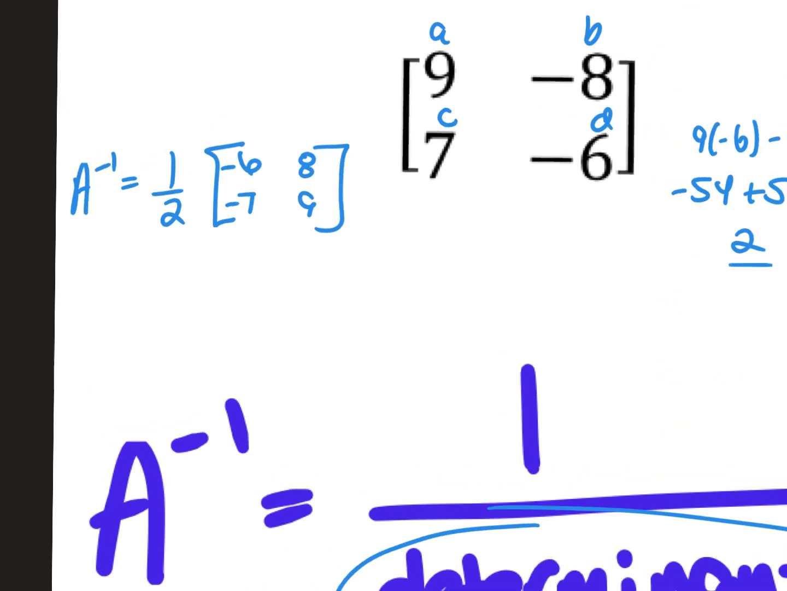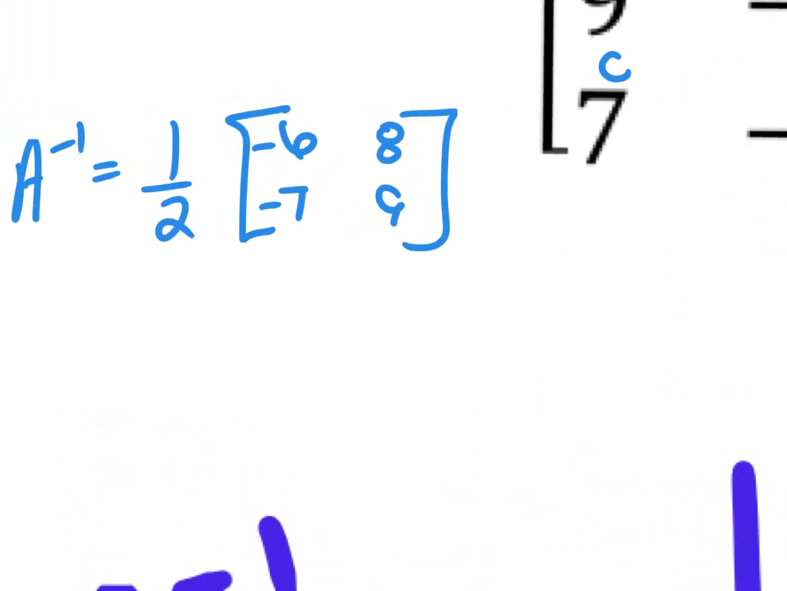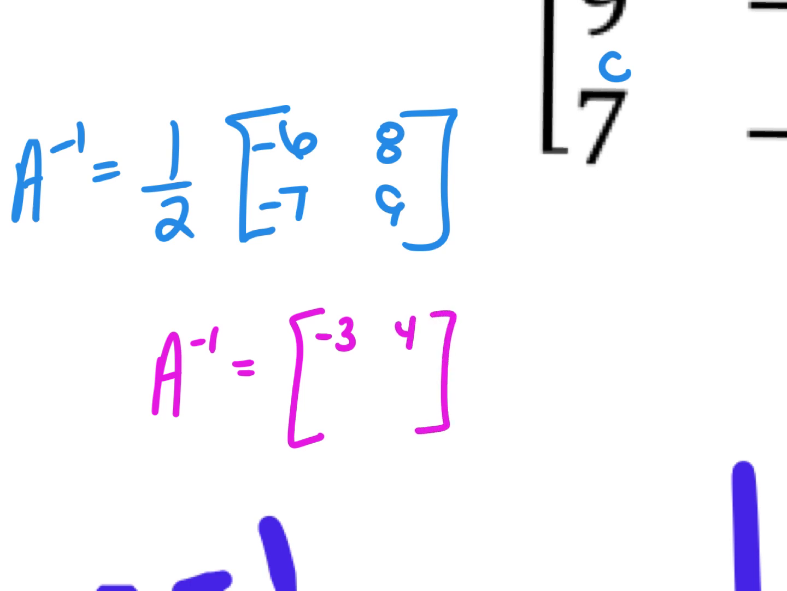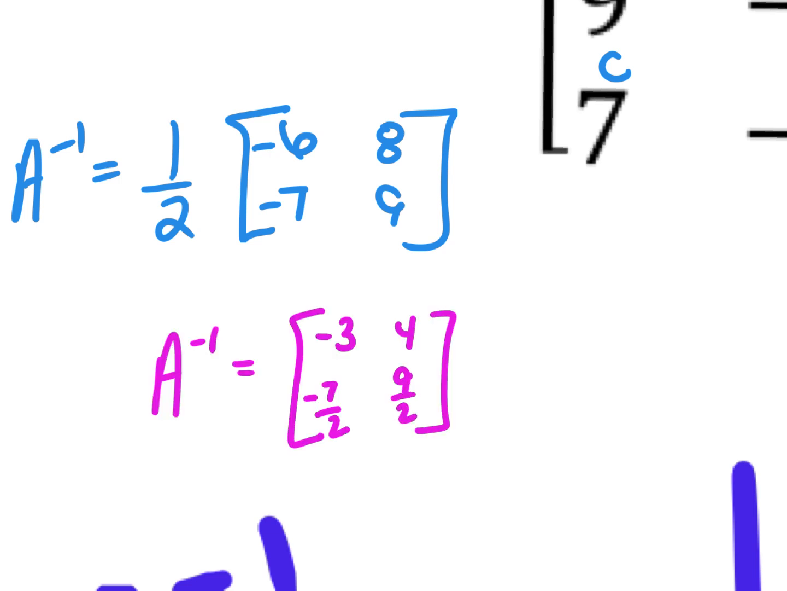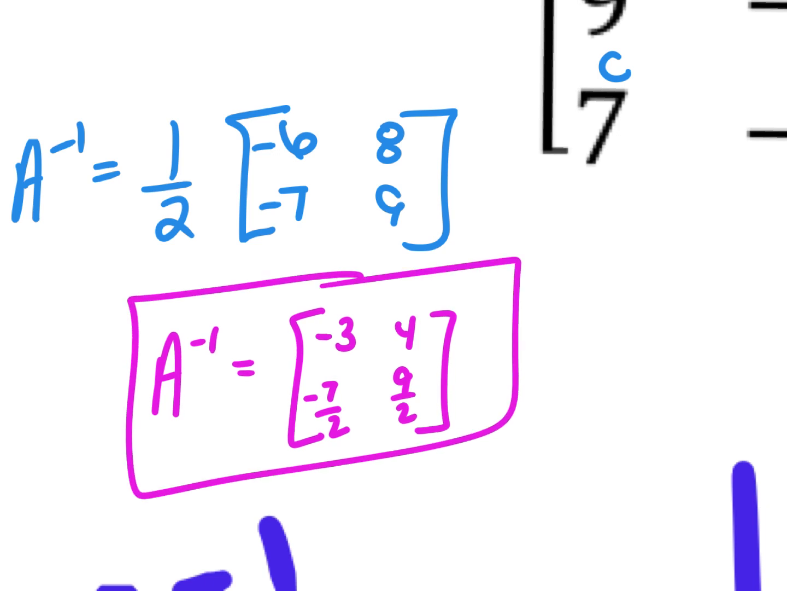So now we're going to distribute. Guys, anytime you can simplify, you're going to get points off if you don't simplify a fraction. Make sure you do that. So your inverse is A negative 1 equals, when I distribute 1/2, negative 6 times 1/2 is going to be negative 3. 1/2 times 8 is 4. You're dividing by 2. This is negative 7/2, and this is positive 9/2. And there is your inverse.